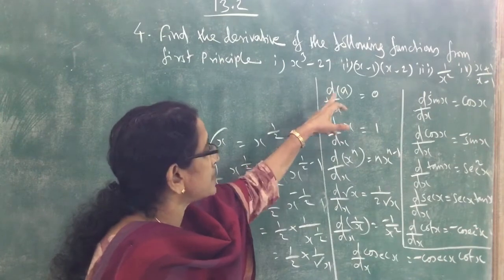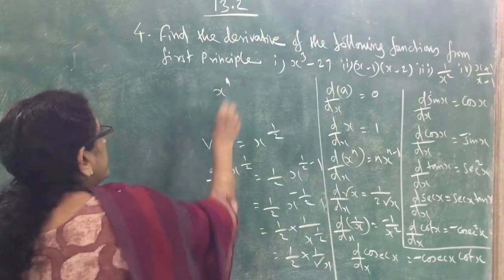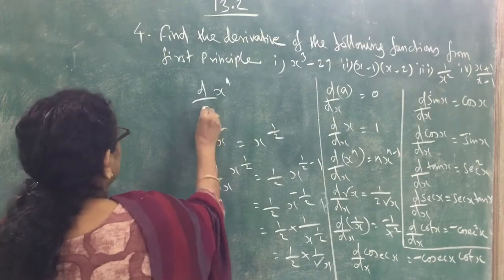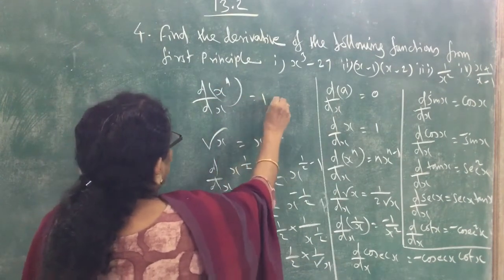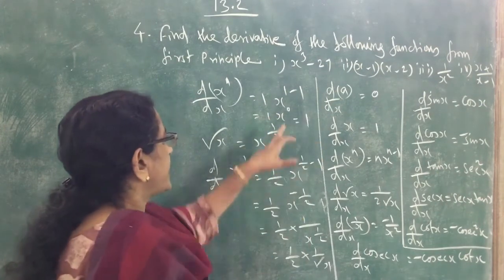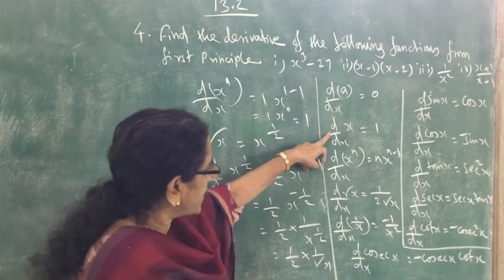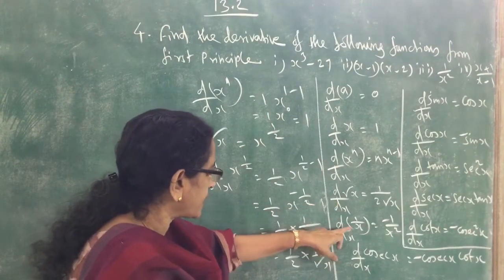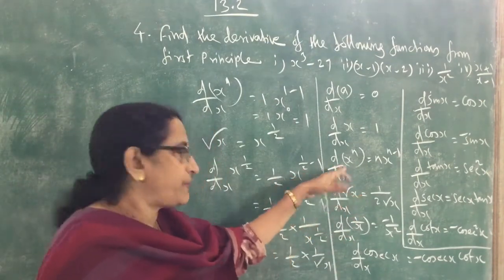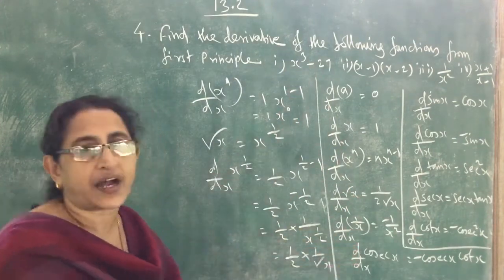Then the derivative of a constant is 0. Derivative of x: see, x is also in the form x raised to n, so we can apply this formula n into x raised to n minus 1. So d by dx of x, we can write 1 into x raised to 1 minus 1. That is 1 into x raised to 0, and x raised to 0 is equal to 1. So 1 into 1 is 1. So you see d by dx of x, d by dx of root x, and d by dx of 1 by x, these three we can find by applying this formula. But if you study them by heart, we can do it fast. That is why you should study the derivatives of these functions by heart.